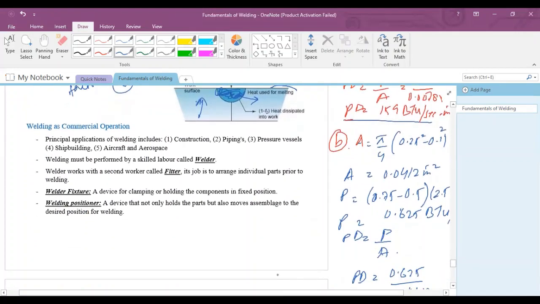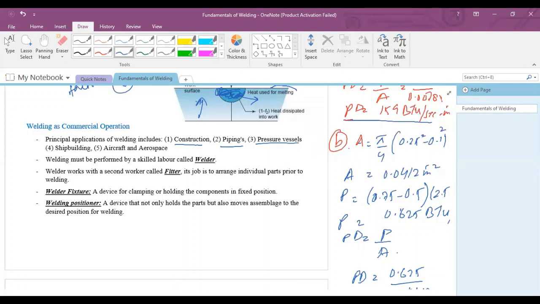The other one is welding as a commercial operation. There are many applications of welding. Welding is used in the construction of ships, airplanes, and the aerospace industry. Pipes can be welded. Pressure vessels where gas is stored also use a welding process. Seam welding is used to weld the pressure vessels. Shipbuilding and aircraft industries use welding processes in commercial operations.